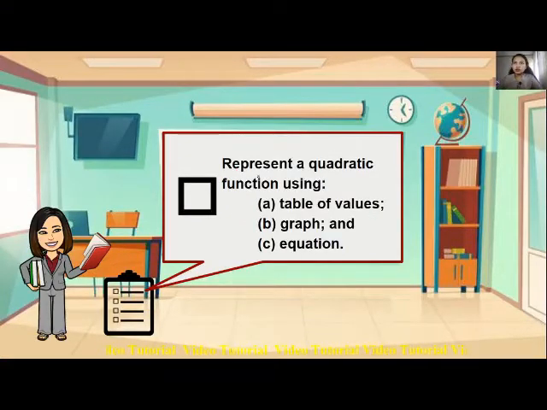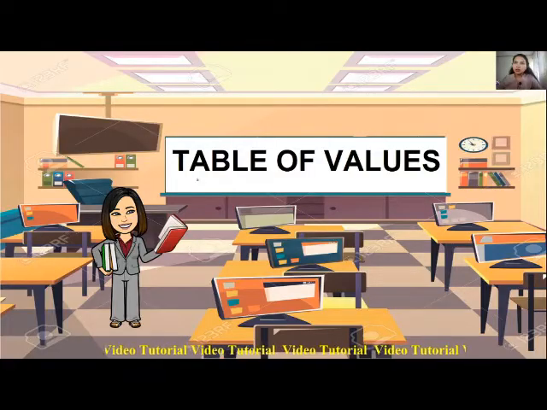So the next one is to represent a quadratic function using the following: table of values, graph, and an equation. Let's proceed with the table of values. So a little trivia about table of values. It is a graphical representation in tabular form of the data or information.